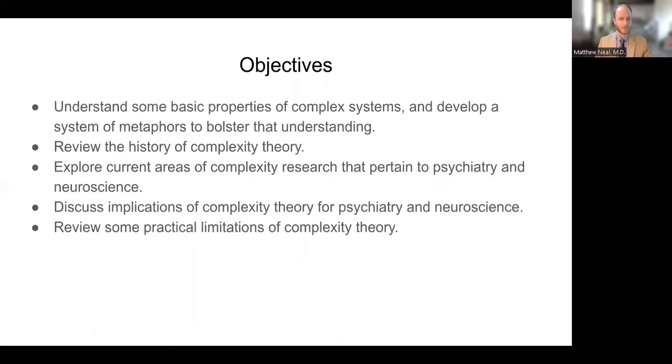Some of the objectives: we want to understand some of the basic properties of complex systems. To do that, we're going to use a system of metaphors. We'll look at some of the history of complexity theory, and then some of the current areas of complexity research in psychiatry and neuroscience, as well as some of the practical limitations of complexity theory.